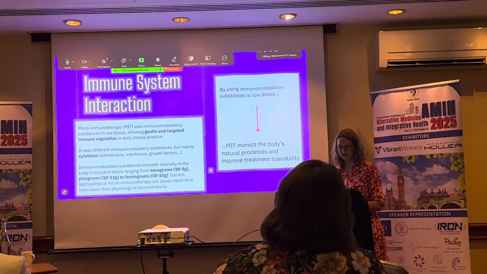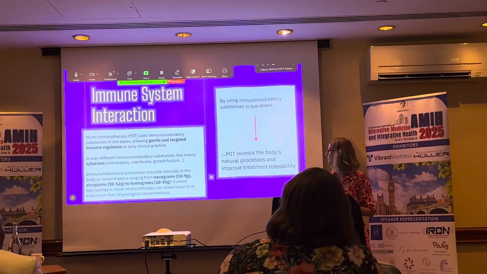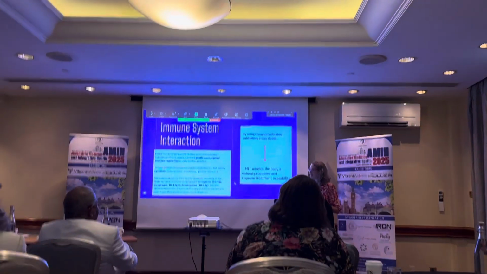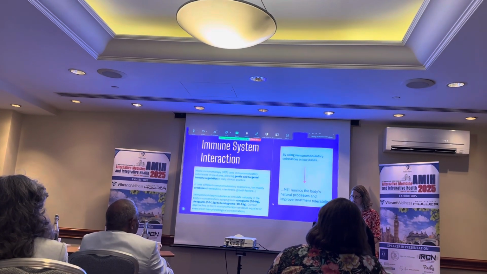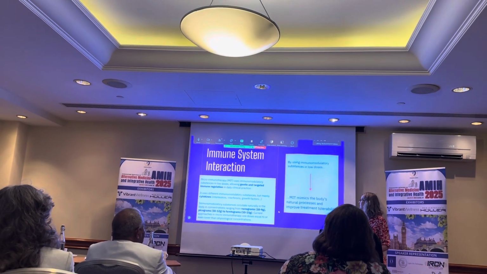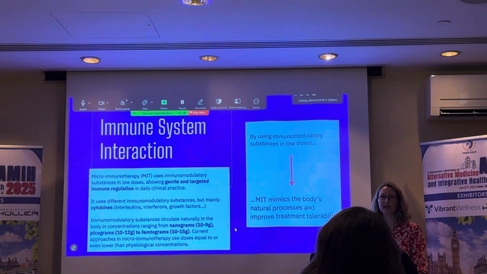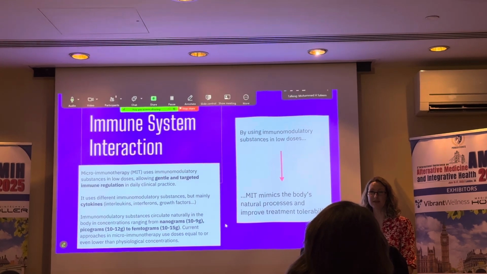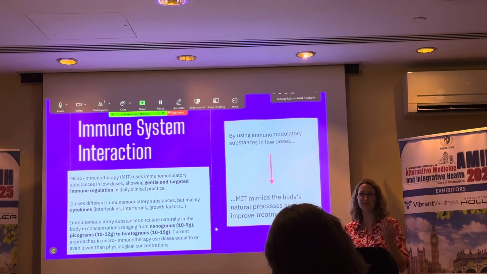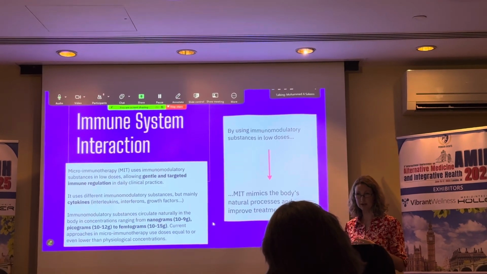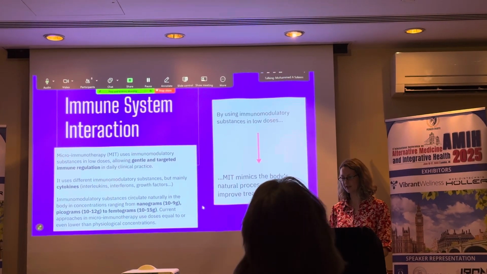So yeah, mainly cytokines. These immunomodulatory substances circulate naturally in the body in these sorts of concentrations. And microimmunotherapy uses similar concentrations or even lower physiological concentrations. Basically what we're doing is mimicking the body's natural processes, and that improves treatment tolerability. Quite often people will be sent to me when they're not tolerating their supplements. They're not tolerating their foods, but they're not tolerating their supplements either, so functional medicine practitioners just don't know where to go with them. So microimmunotherapy is a really nice way to say, let's start to nudge the immune system back towards its healthy blueprint so you can tolerate better.